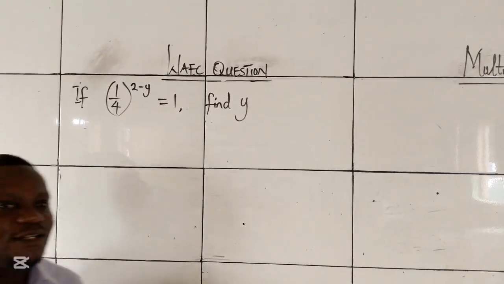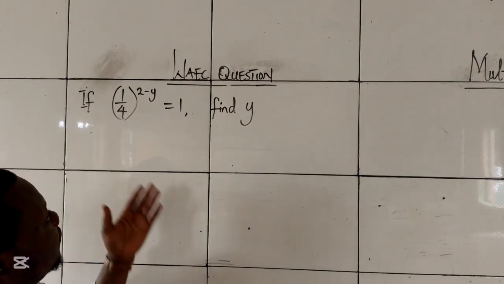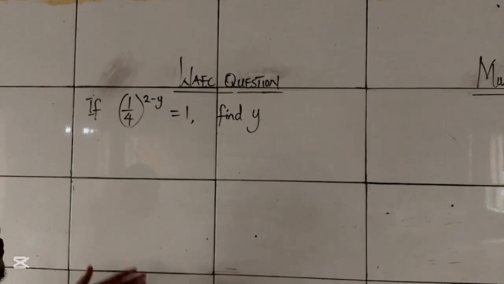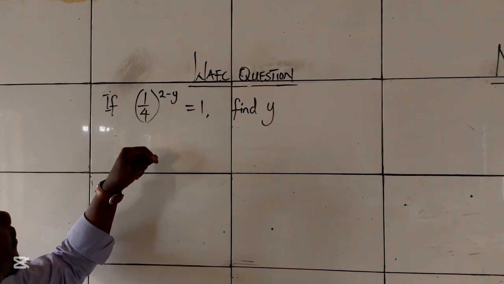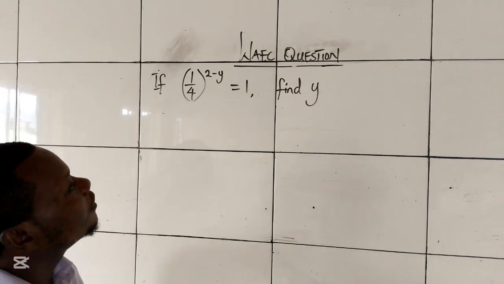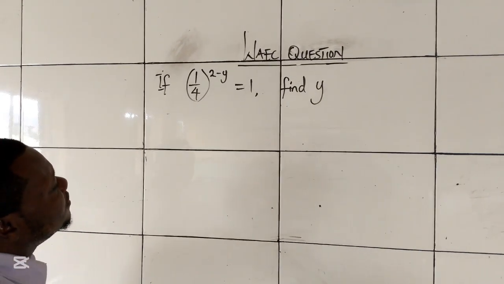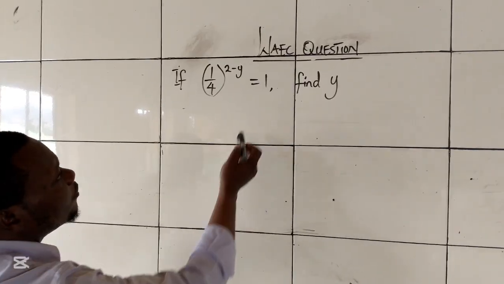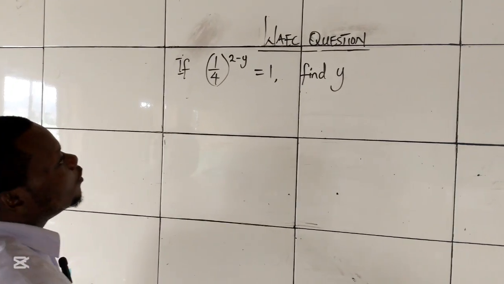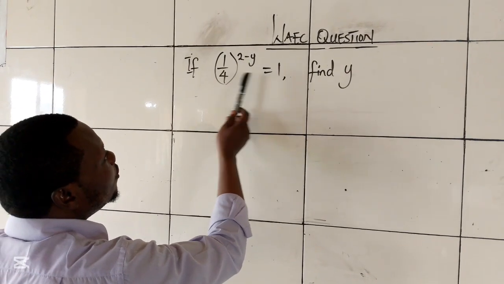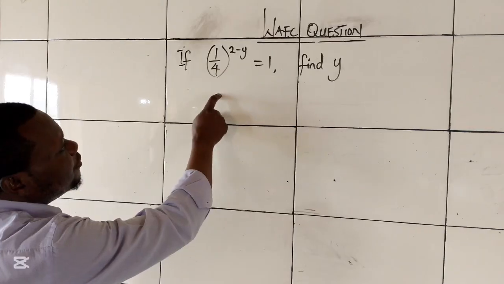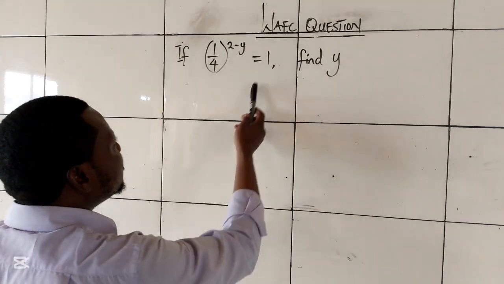Hello, students. So today I want to tackle this WAEC problem. The question is on indices, and the question reads: 1 over 4 to the power of 2 minus y equals 1. Looking at this question, in the law of indices, any number raised to the power of 0 is equal to 1. So I want to ensure that we have equal bases here. The base here is 1 over 4, while the base here is 1.